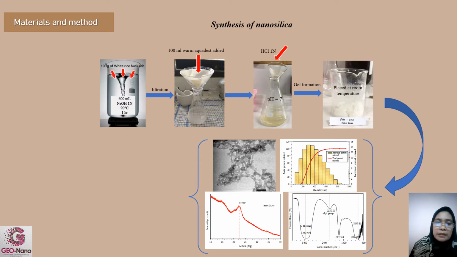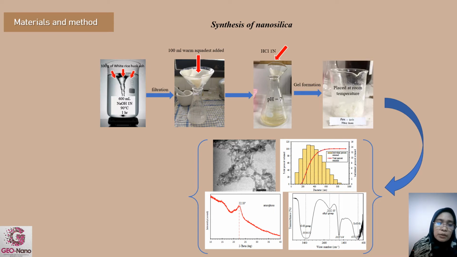Nanosilica was synthesized by the sol-gel method. 100 grams of rice husk was reacted with 60 milliliters of 1 normality sodium hydroxide at 90 degrees Celsius for 1 hour. Then filtering was carried out, and from the filtering process, 100 milliliters of warm aqueous was added.